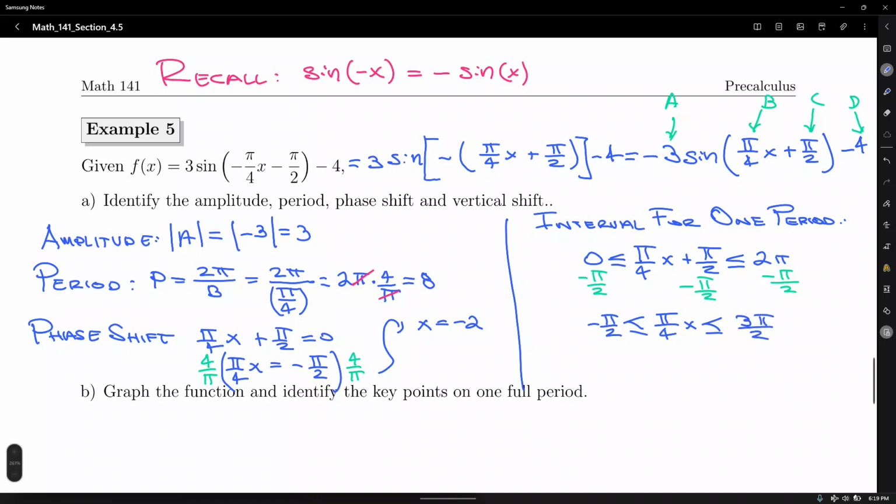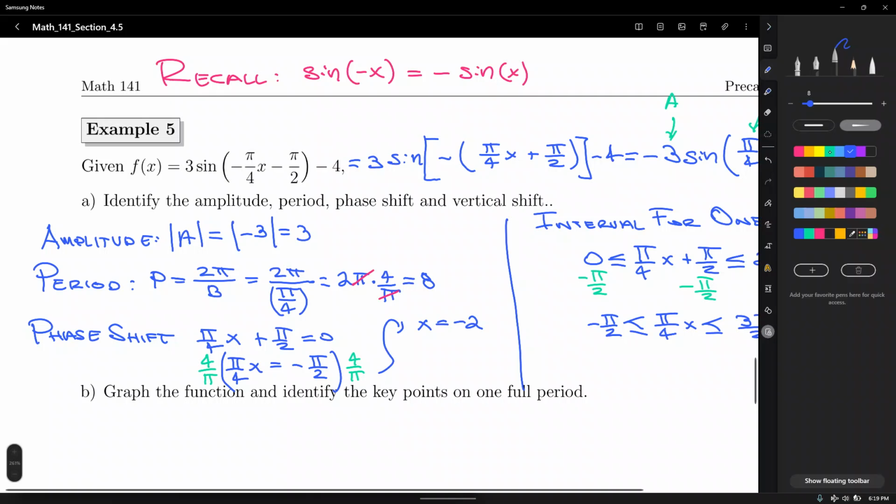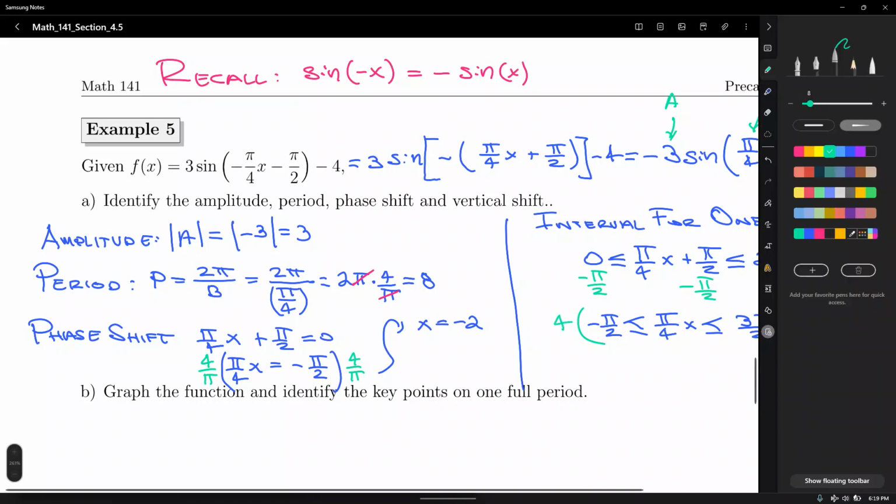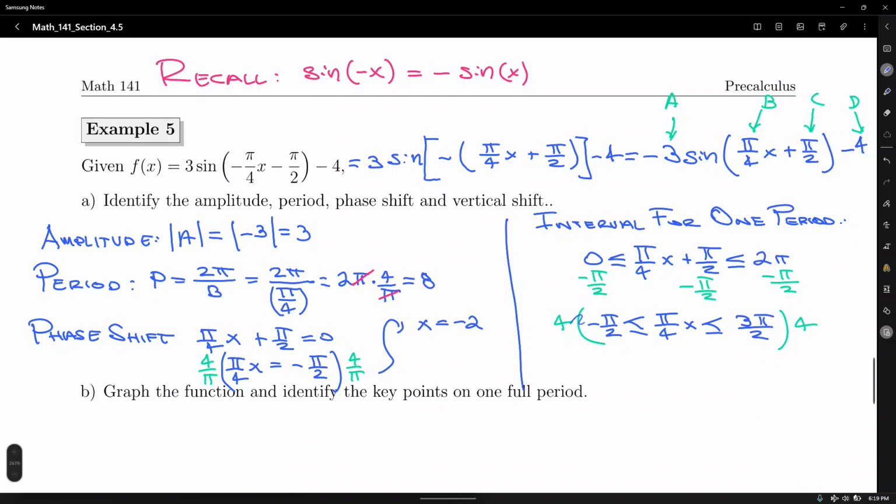All right, so in this case, I'm going to multiply both sides, the 3 sides of the inequality, by 4 to get rid of the fractions. And that's going to give us 4 over 2, that's negative 2 pi, less than or equal to 4 over 4, that's pi x, and 4 over 2, that's 2 times 3, that equals 6 pi.